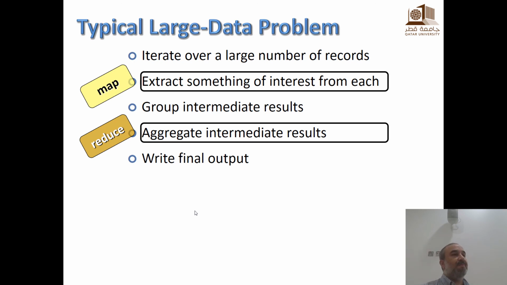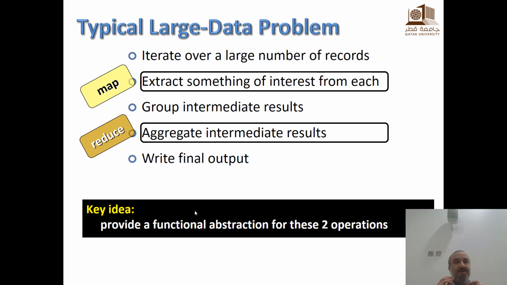There is also another function that the programmer will need to provide, which is called the reduce function. The idea of the reduce function is to aggregate some of the intermediate results to produce the final output. We didn't, of course, talk about the details here, but this is just the big picture. So the programmer will only provide these two operations, map and reduce. You can think of it as operations. Map will operate on every record, and reduce will operate on some part of the intermediate results to aggregate them in some way and produce the final output.